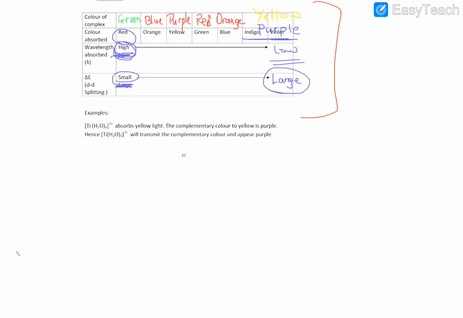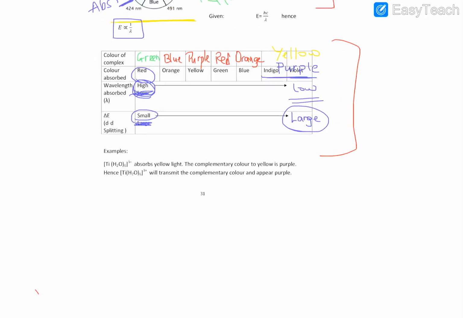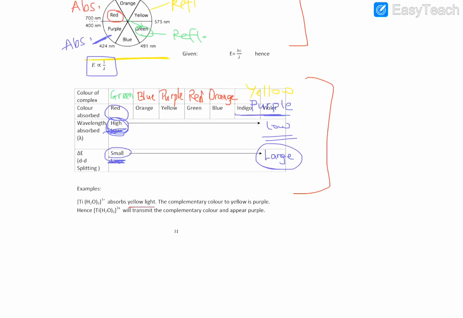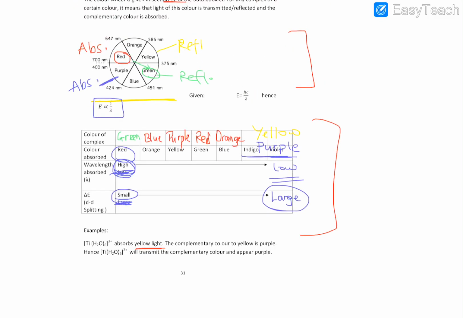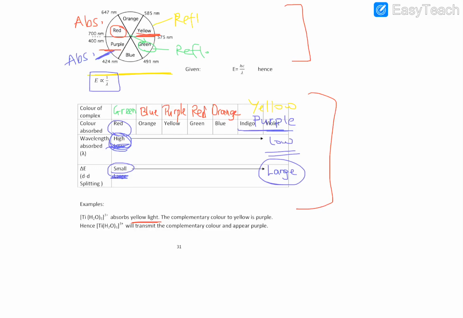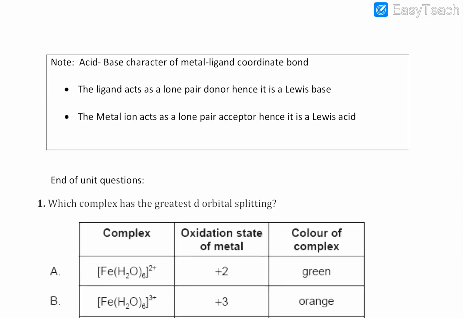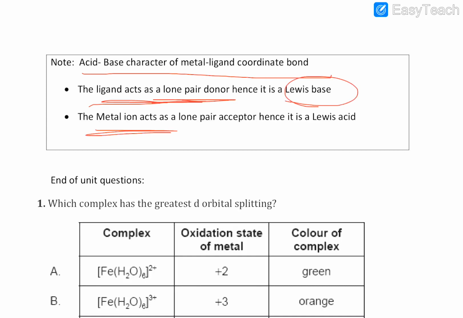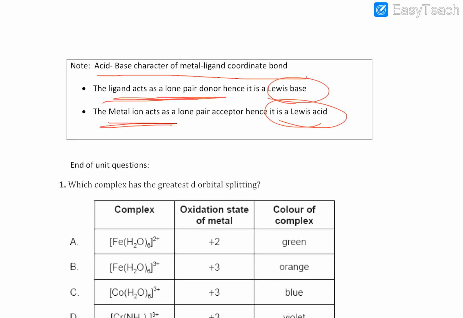So let's see that example. Titanium 3 plus in the presence of water ligand is going to absorb yellow light. So yellow light, hence the complementary color is purple. So if yellow light is absorbed, purple color is going to be reflected. Hence the compound is going to appear purple. We had already discussed this: the ligand, because it's a lone pair donor, acts as a Lewis base, and the metal ion, because it accepts the lone pair, is going to act as a Lewis acid.